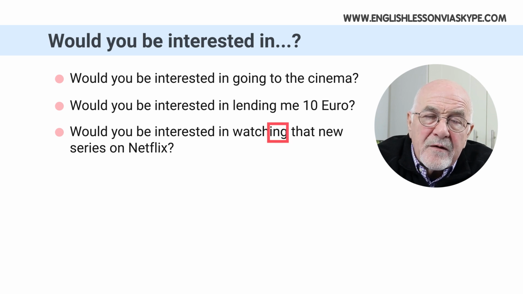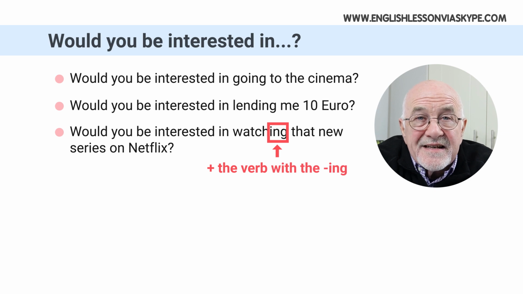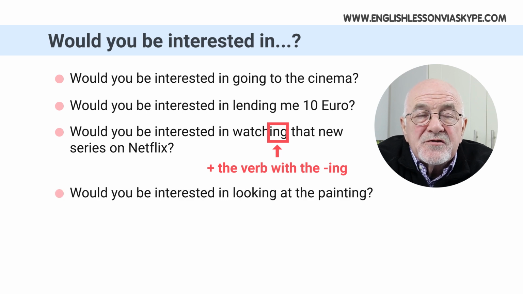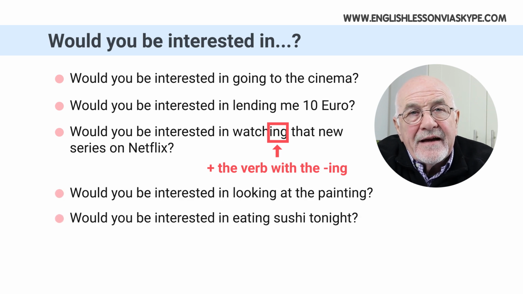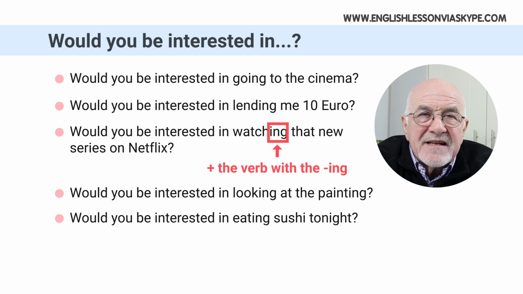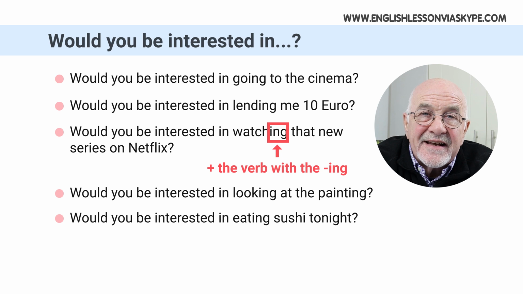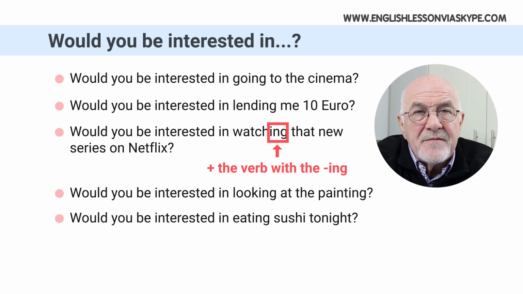The important thing here when we use would you be interested in, it's followed by the verb with the ing. So would you be interested in looking at? Would you be interested in going to the cinema? Would you be interested in lending? Would you be interested in buying? Would you be interested in eating sushi tonight? Yeah? So always ing, not the infinitive, ing.